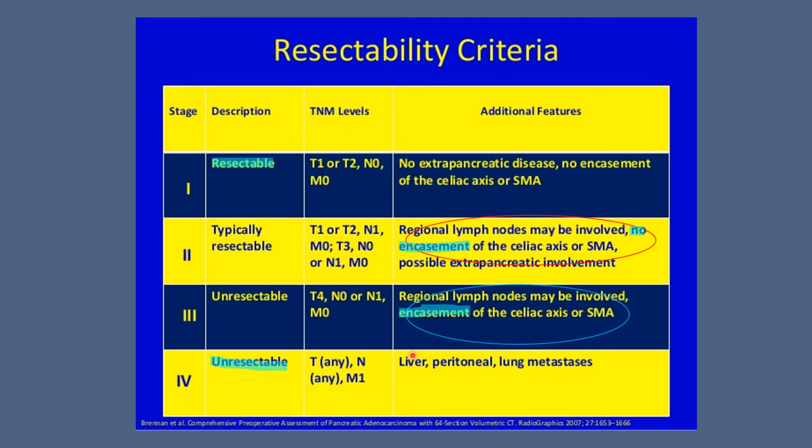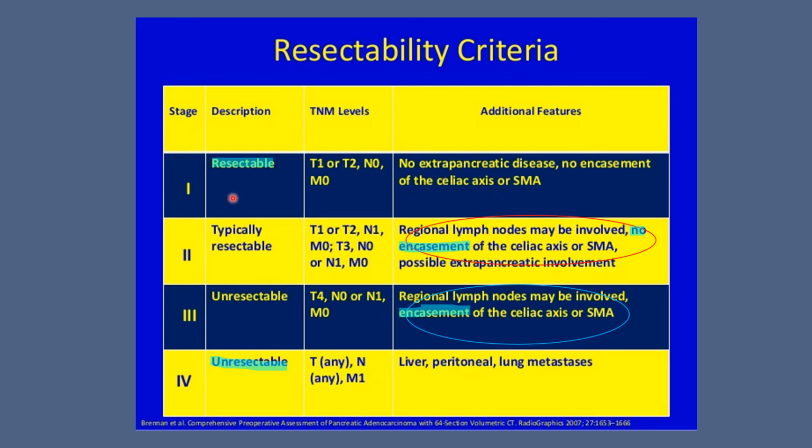Stage 4, when the liver, peritoneum and lung metastases or other distant metastases are present, regardless of the T status or the N status, as long as it is M1, then this is unresectable. Okay, unresectable tumor, stage 4.